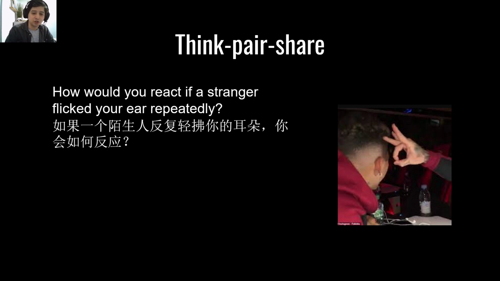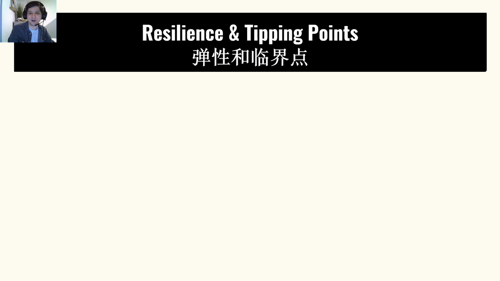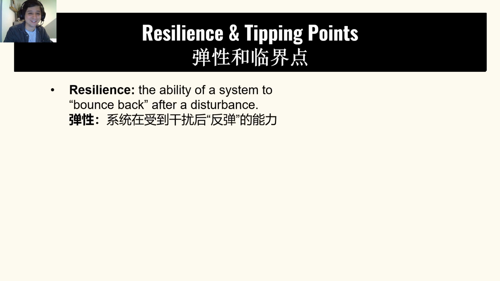Now, if a stranger flicked your ear many times, kept flicking you, would you still be confused? Maybe. But would you be angry? Now, there's a good chance if someone keeps doing it and they're a stranger, you might start getting angry. So the idea here is that is what we call a tipping point, the point where you get angry, right? And resilience is your ability to be patient, right? So resilience is the ability of a system to bounce back after a disturbance.